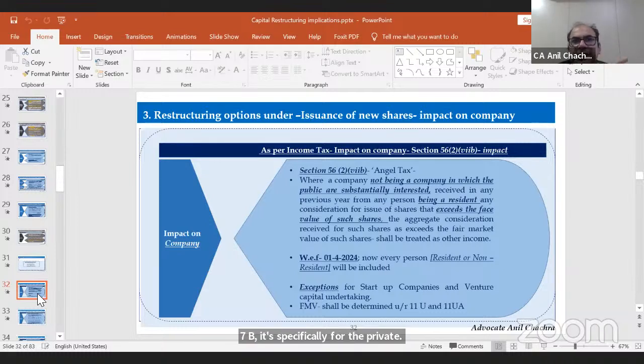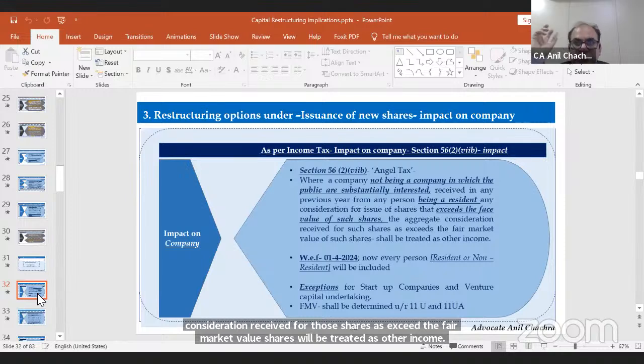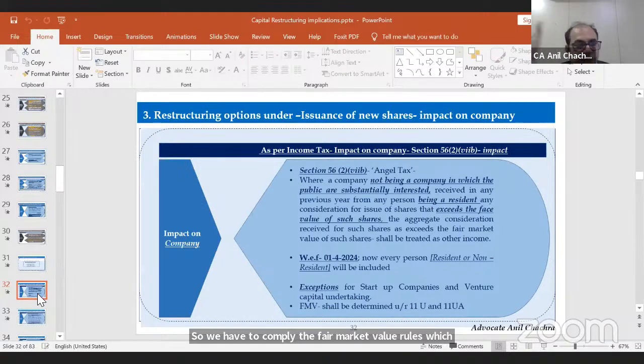So this section says that where a company, not being a company in which the public are substantially interested, which in short we can say is a private company, received in any previous year from any person being a resident any consideration for issue of shares that exceeds the face value of such shares, the aggregate consideration received for such shares as exceeds the fair market value of shares will be treated as other income. So we have to comply with the fair market value rules, which have been defined under Section 11U and 11UA, right?